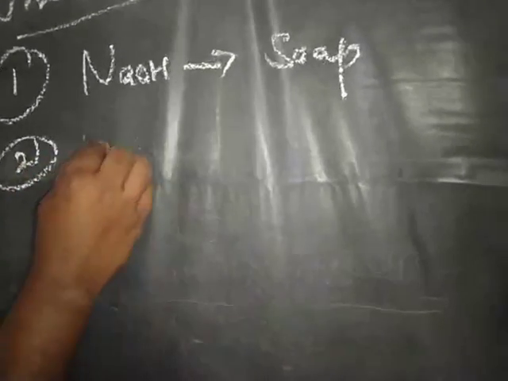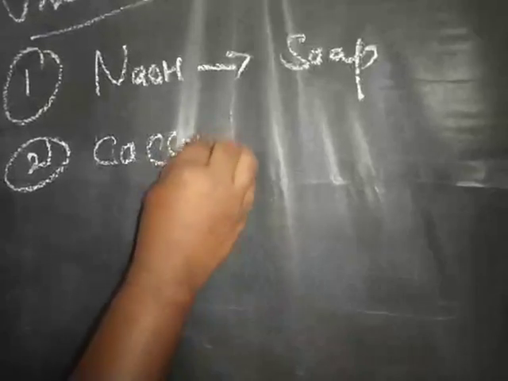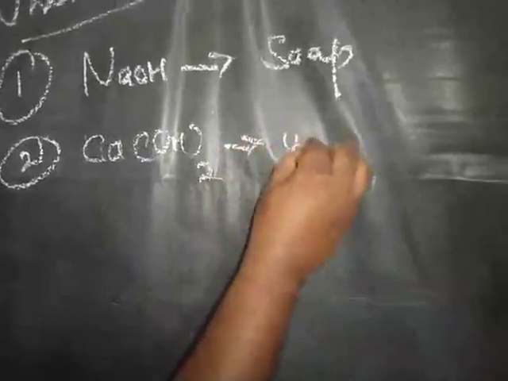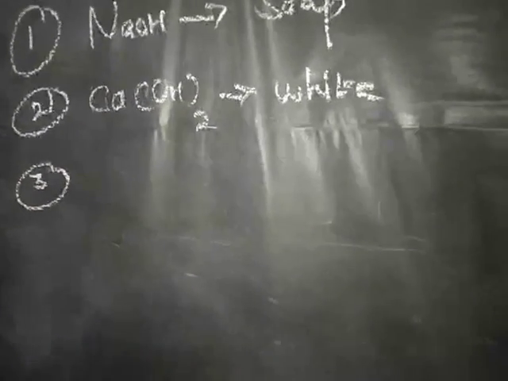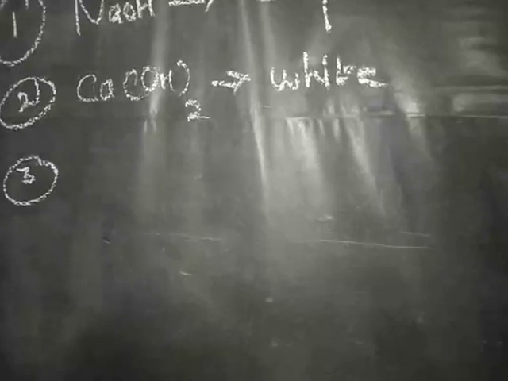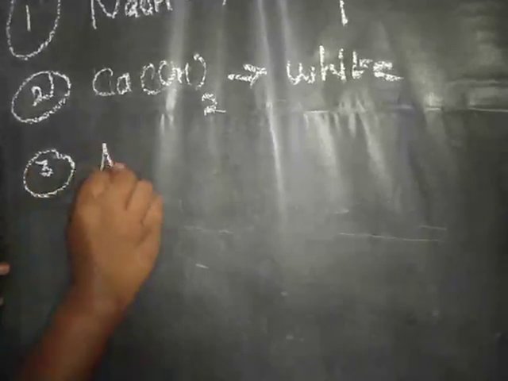Uses of bases. First one, sodium hydroxide is used in the preparation of soap. Second one, calcium hydroxide is used in whitewashing of buildings. Third one, magnesium hydroxide is used as medicine for stomach disorder.